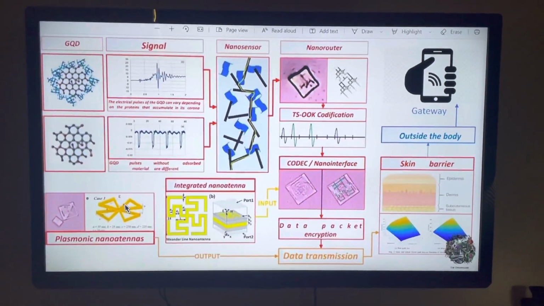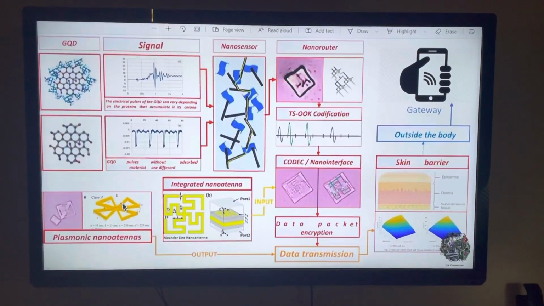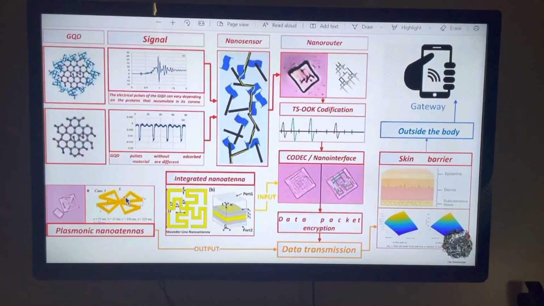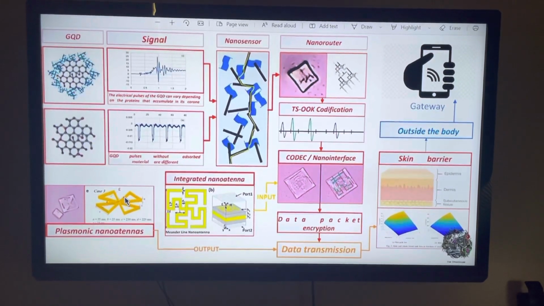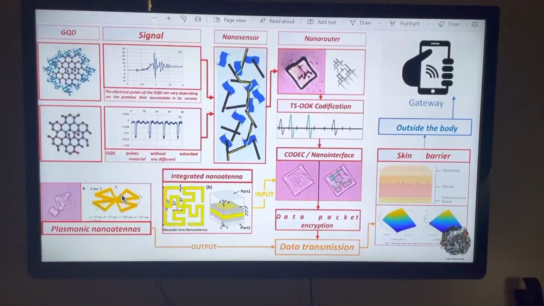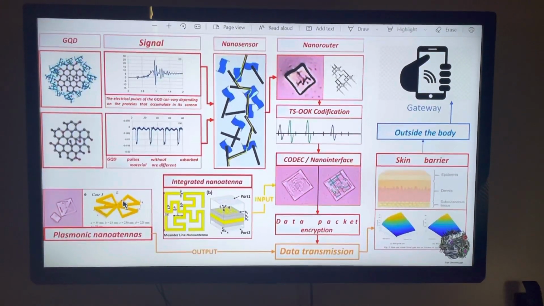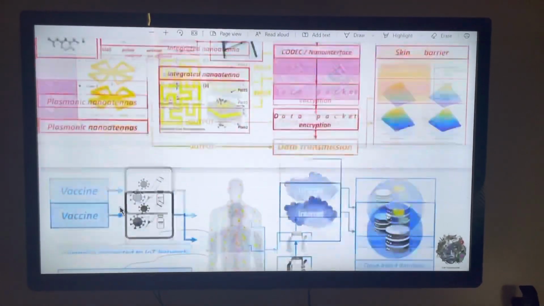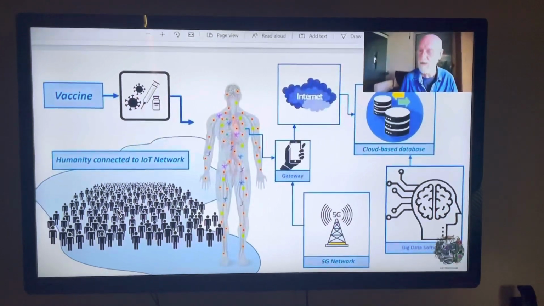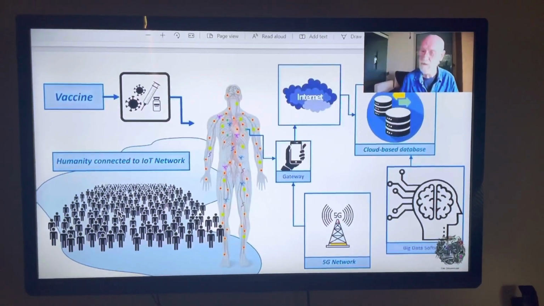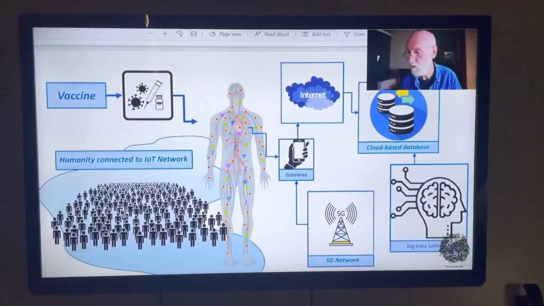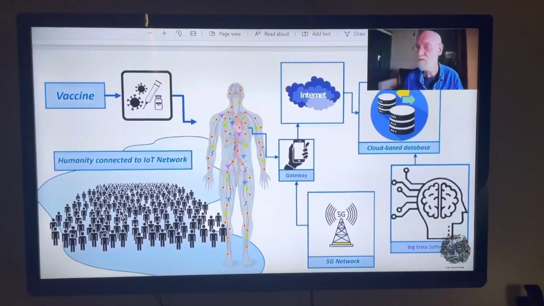There's the gateway, it's your cell phone. Integrated nano antenna, plasmonic nano antenna, quantum dots, data transmission outside the body, through the skin barrier, through the phone, the vaccine into the body. Gateway is the phone, the 5G network, cloud-based data computing connected to the Internet of Things, or the Internet of Bodies, as they're now called.